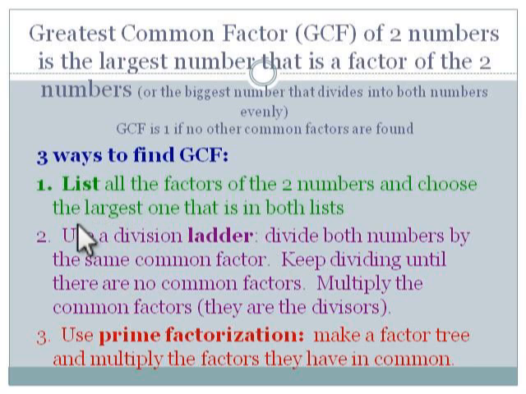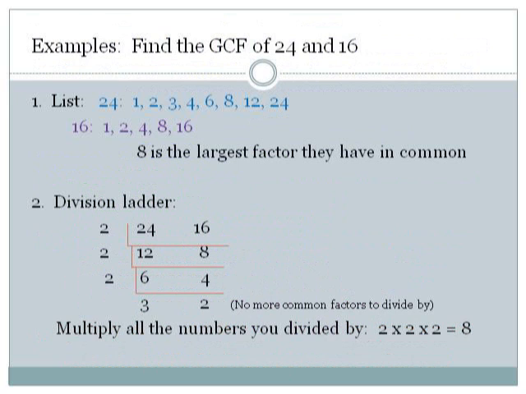List all the factors. Find the one that they both have in the list that is the largest, and that's your GCF. Or you could use a division ladder, divide both numbers by the same common factor, and keep dividing until there are no common factors. Then the ones that you've divided by, you multiply those together to get the GCF. The prime factorization would work the same kind of way. You would make a factor tree and multiply the factors they have in common. So let's look at a couple of examples.